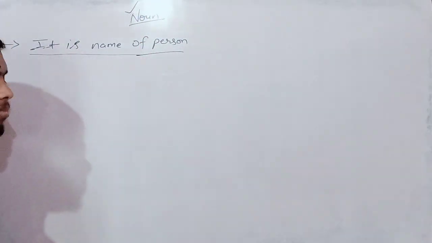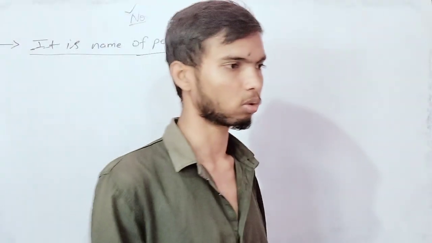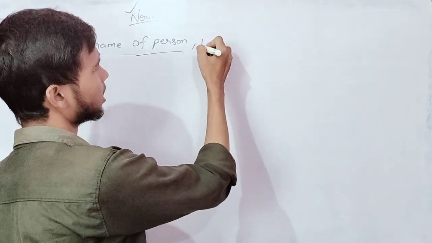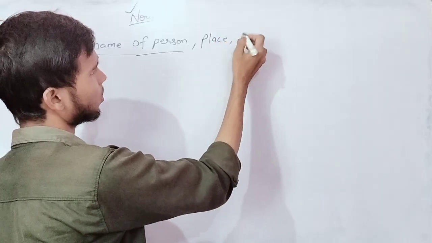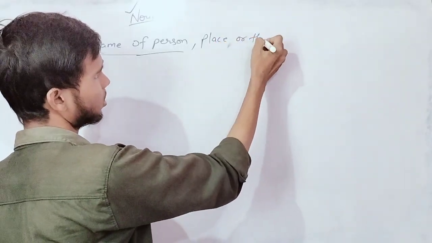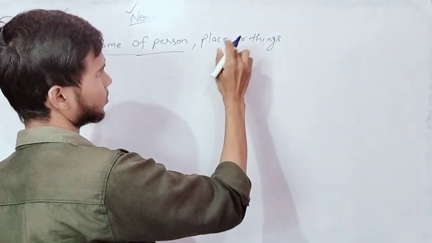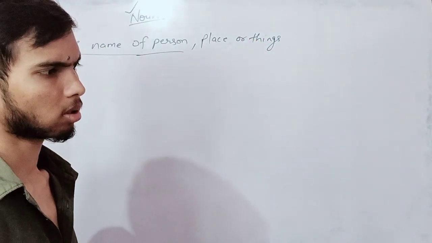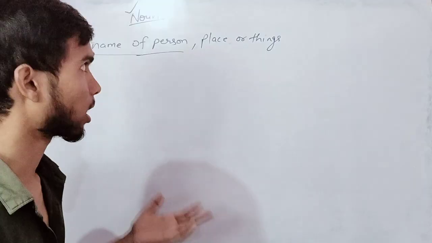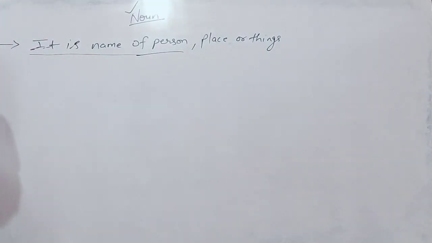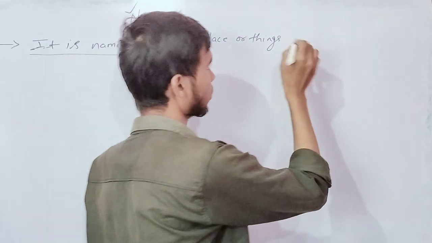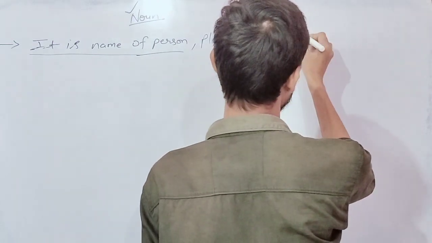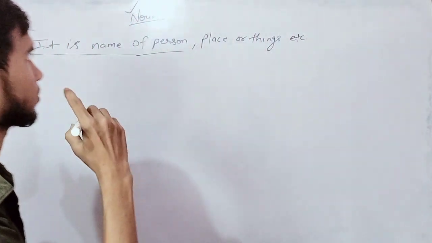Now let's start here. It is a name. It is a name of a person, also a place, or things, or abstract. Abstract also comes in the definition of a noun. But till here it is okay. Now you can write here: it is it.